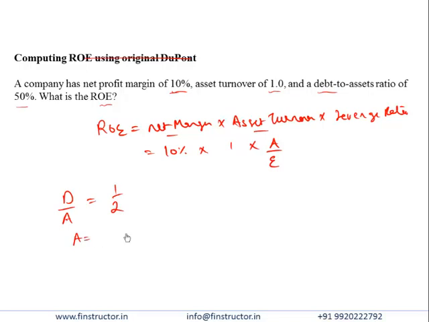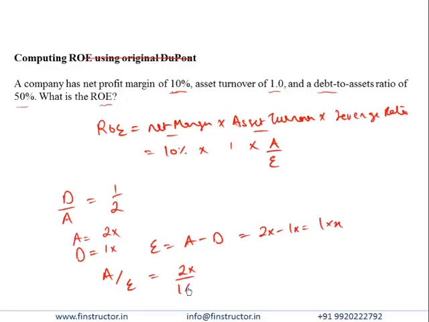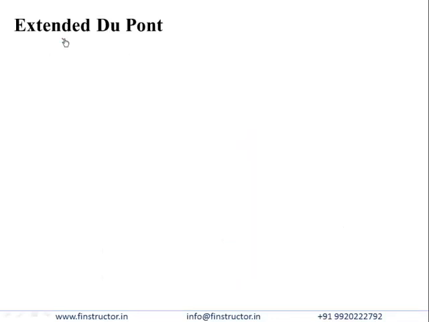So if we assume that assets are 2x, debt is 1x, then equity can be calculated as assets minus debt, that is 2x minus 1x equals 1x, which will give us the assets upon equity as 2x upon 1x equals 2 times. So the ROE can be calculated as 10% times 1 times 2, that is equal to 20% for this company.